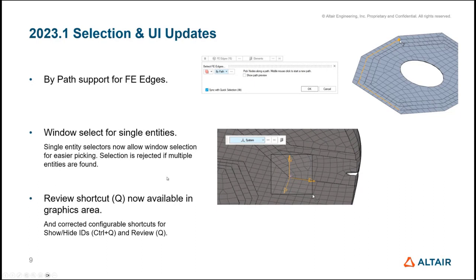Also, the review shortcut is now available in the graphics. This was there in the browser before, but in the graphics we didn't have the shortcut. You had to go through the right-click menu of the review. Now we've synced the same shortcut. There was also a little bug in 2023. In the configurable shortcuts, there was some confusion between the shortcut for show/hide IDs, which is Control Q, and review, which is Q.